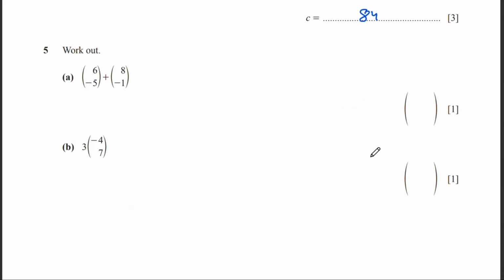Next question. Work out, so these are the vectors: 6, minus 5, plus 8, minus 1. So we just simply add them. 6 plus 8 is 14 and minus 5 minus 1 is minus 6. So that is our answer: 14, minus 6. Now B part. 3 is a scalar multiplication, so you multiply them. 3 into minus 4 is minus 12 and 3 into 7 is 21. So minus 12, 21.